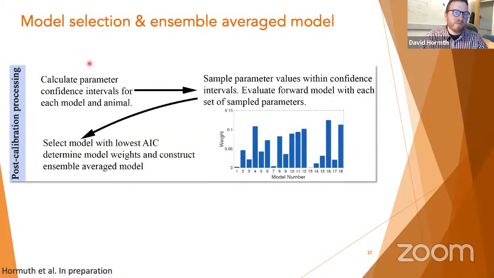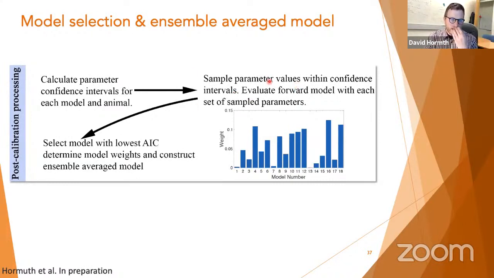One of the next things that we're looking at is the confidence in our individual model predictions and the development of these ensemble average models. Once we have our calibrated model parameters, we calculate parameter confidence intervals for each model and each animal. We then sample these confidence intervals and evaluate the forward model with each set of sample parameters. So for each animal and each model, we're going to have a set of, say, 100 model evaluations that are sampling these parameter confidence intervals.